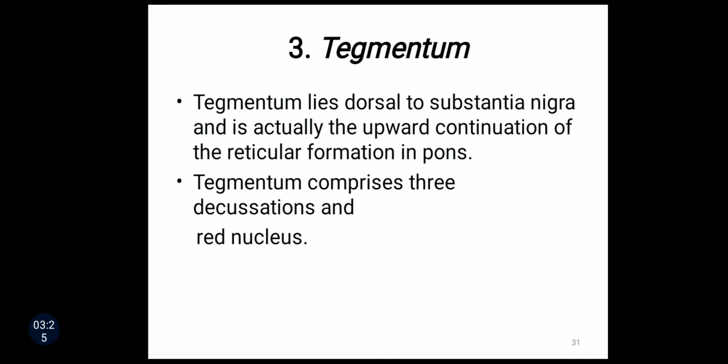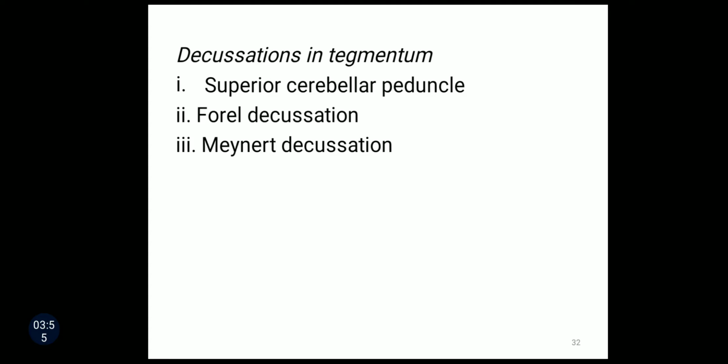And the third one is tegmentum. This tegmentum also contains red nucleus. Tegmentum lies dorsal to the substantia nigra and is actually the upward continuation of the reticular formation in pons. So reticular formation is nothing but all the ascending and descending fibers which are reaching to the cerebral cortex through the spinal cord. All these networks of fibers are called reticular formation. So tegmentum comprises three decussations and red nucleus. The decussations in the tegmentum are superior cerebellar peduncle, foral decussation, Maynard's decussation.